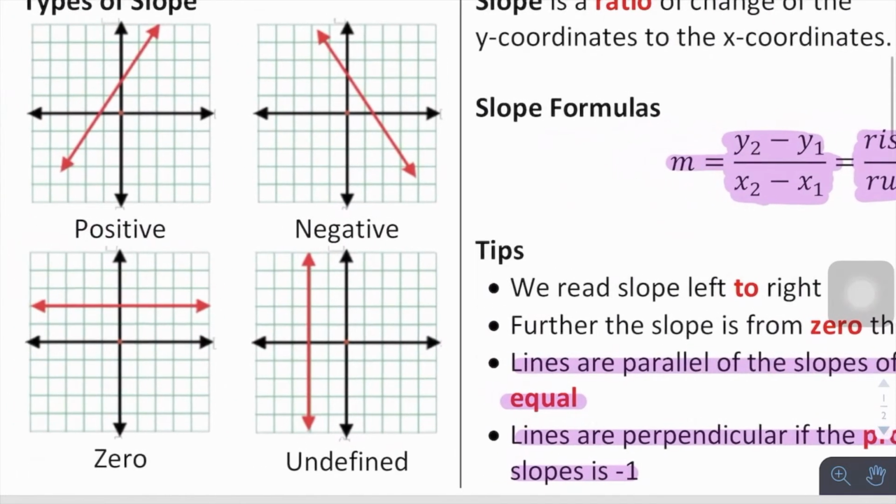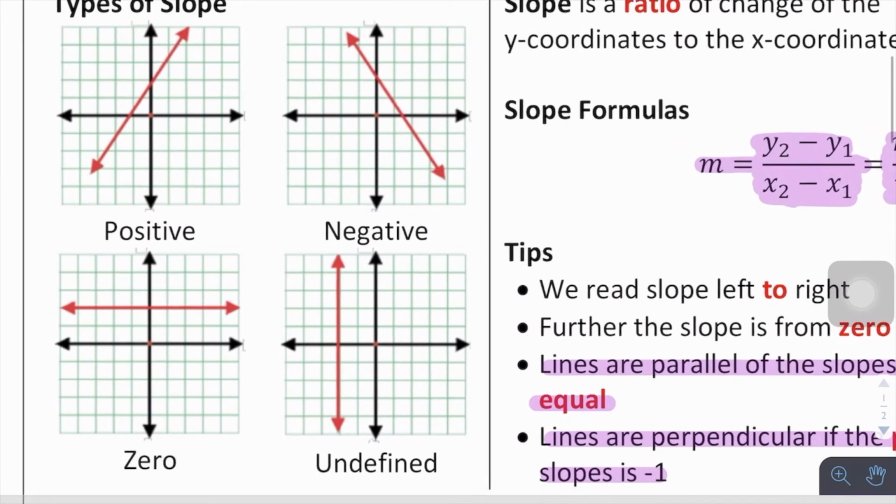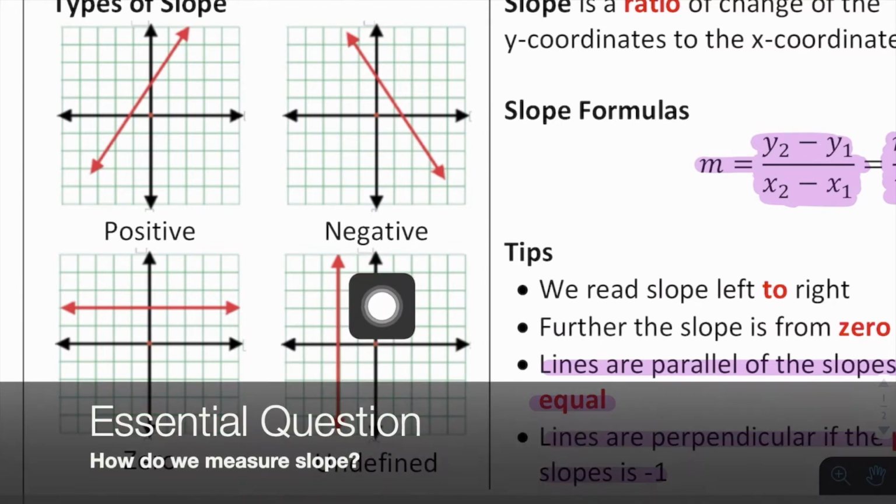What are the four different types of slope? There's positive slope. Again, we're reading it left to right, so it rises left to right. Negative slope, from left to right, decreases. Zero slope is a horizontal line. Undefined slope is a vertical line.